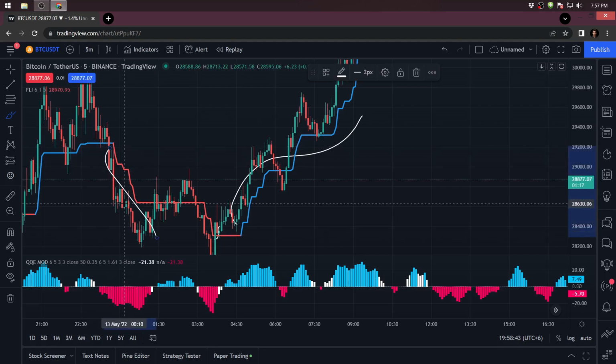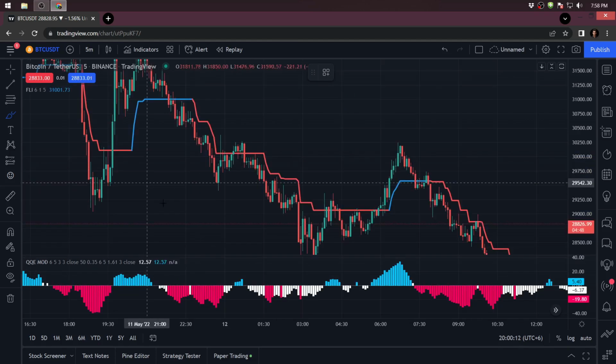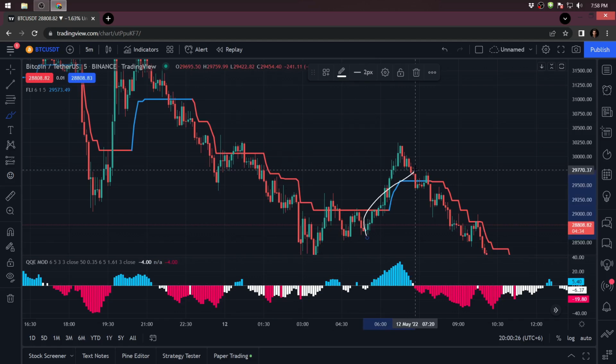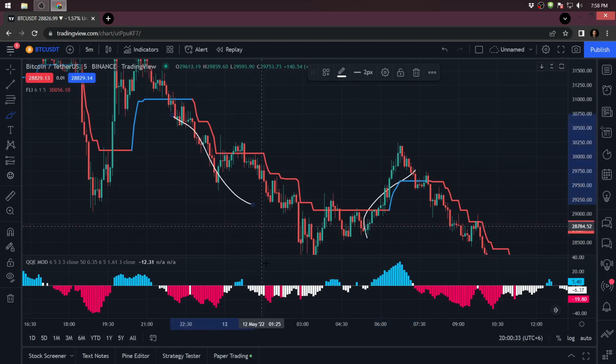So if you trade on this criteria alone, there is a big chance the trade will fail. So that's why I use the QQE mode indicator. Let's introduce the QQE mode momentum. The QQE mode indicator has three types of color bar: blue, red and white. Blue indicates the market is in an uptrend, red indicates the market is in a downtrend, and white indicates the market is ranging.